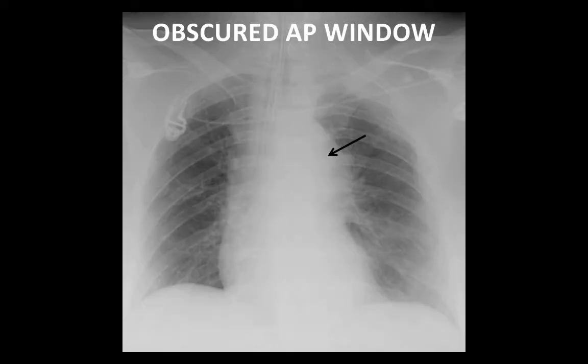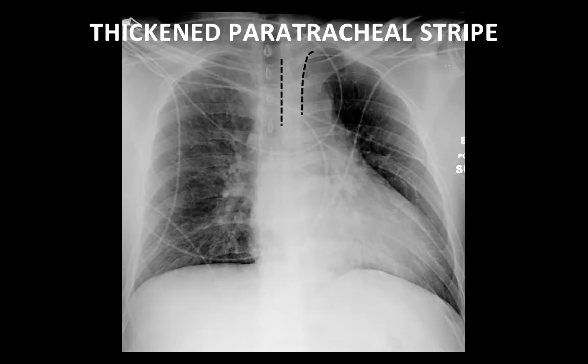We can also see obscuration of the aortopulmonary window due to hemorrhage extending between the aortic arch and left pulmonary artery. And if there's hemorrhage extending along the cervical vessels, you can also see thickening of the paratracheal stripe, like in this patient that had an aortic dissection that resulted in fairly extensive mediastinal hemorrhage that extended up into the upper mediastinum along the left subclavian and left common carotid arteries. We have a very thickened left paratracheal stripe.